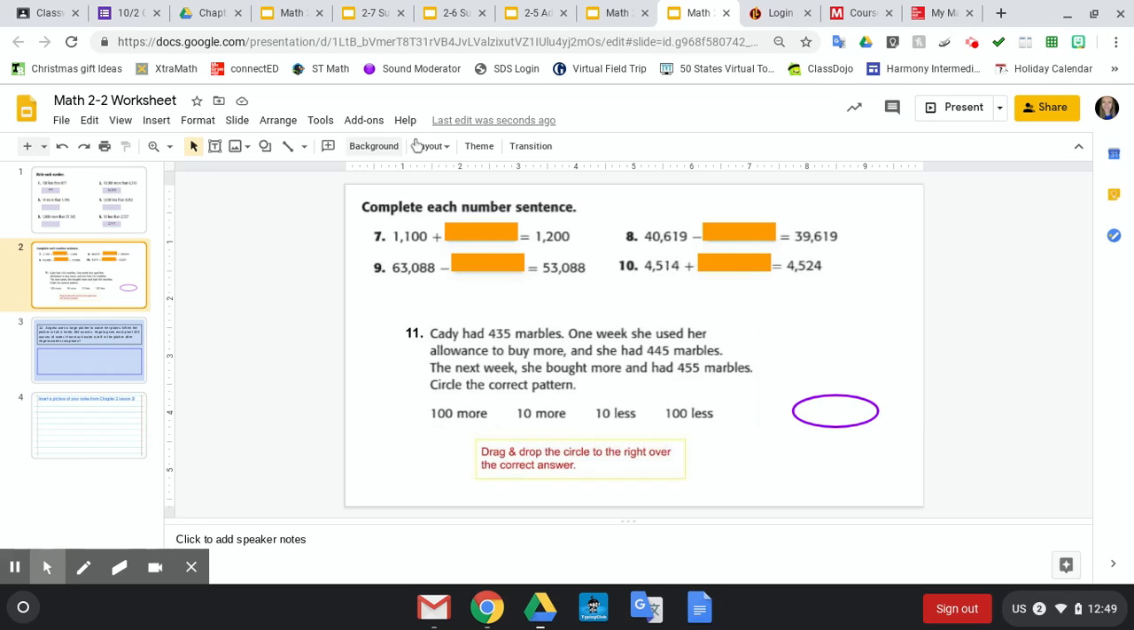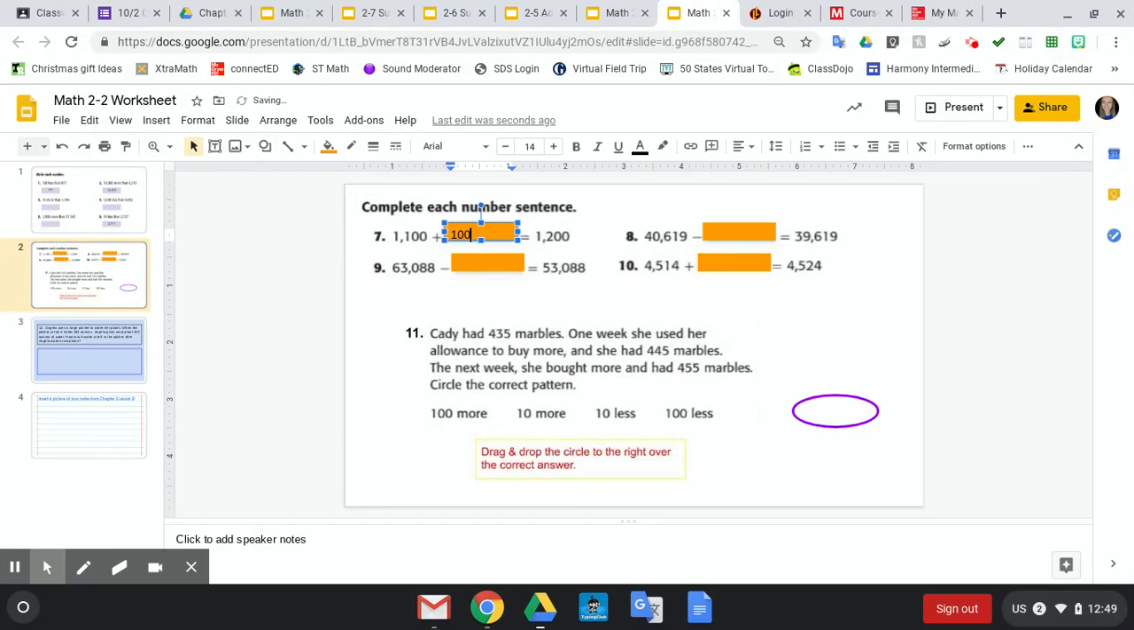On the next slide, we kind of have to determine what changed. So instead of finding an answer, we're finding the change. 1,100 plus something equals 1,200. I can tell that the hundreds place went up by 1, so I would put 100.